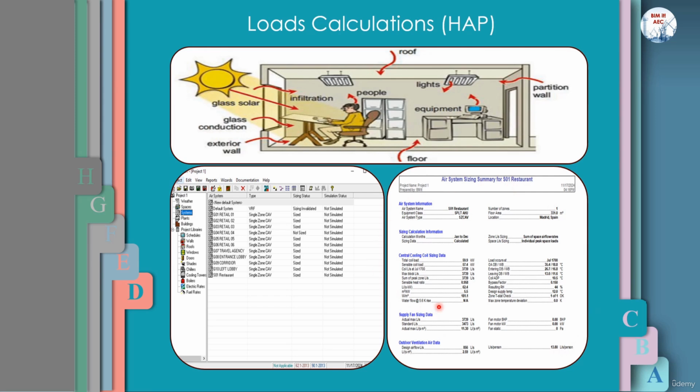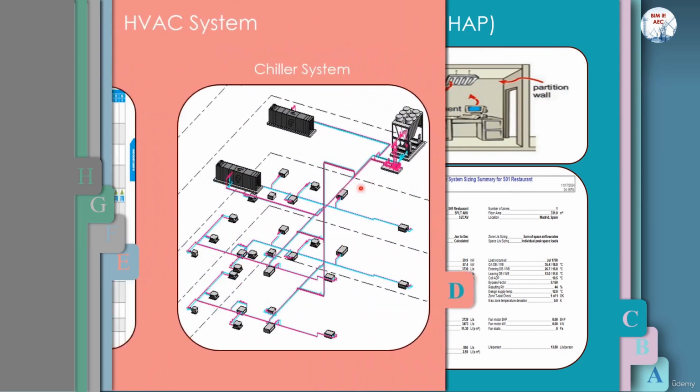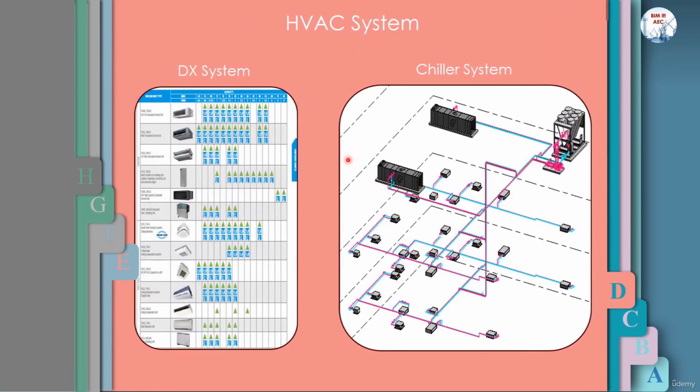The fourth step is to choose the HVAC system for the project. Are you going to choose one of the DX systems? DX is short for direct expansion systems. We are going to talk about it in details in the coming lecture. Or are you going to choose a chilled water system? We are going to discuss the chilled water system in details as well.